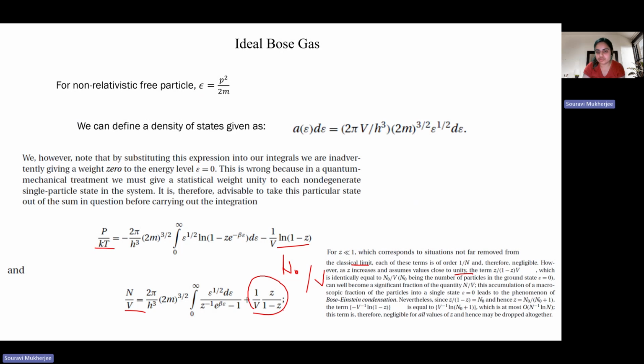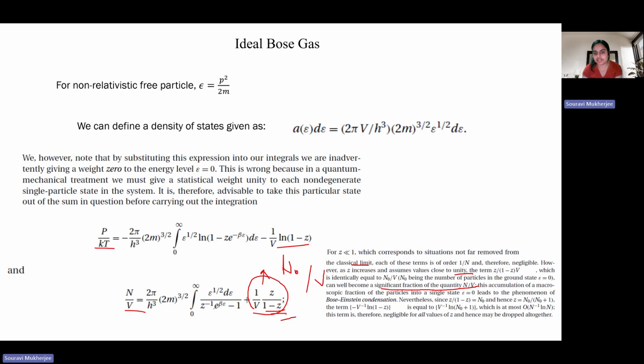So what happens when z tends to unity? You can see the denominator becomes very small, so the overall term becomes quite large, right? So when z tends to unity, the term z by 1 minus z into V, which is identically equal to n0 by V, where n0 is the number of particles in the ground state, can become a very significant fraction of N by V. That means when z tends to unity, you cannot ignore the epsilon equal to 0 term, the zero energy term. This plays an important role in that case.